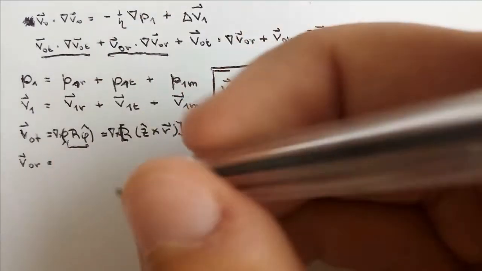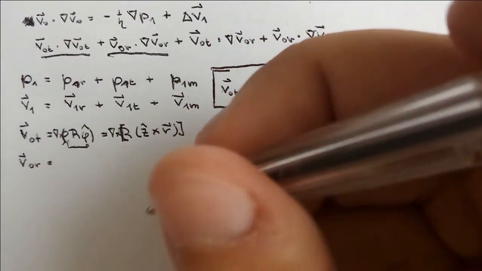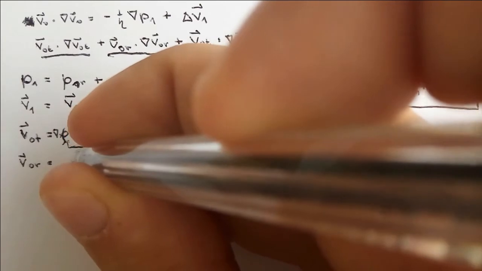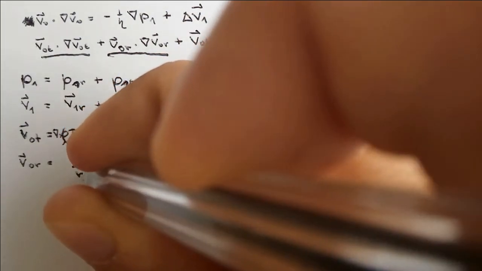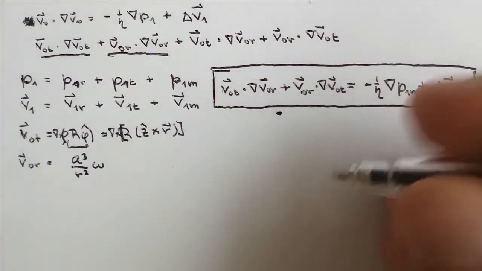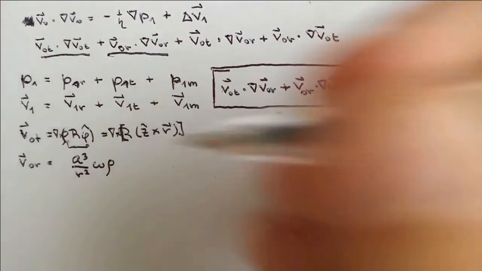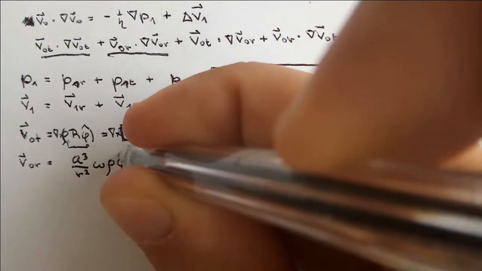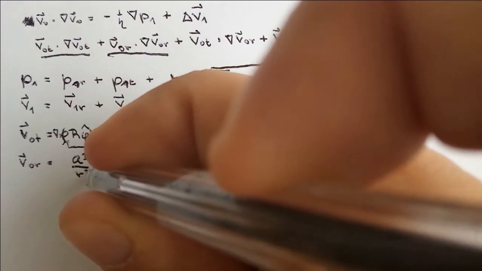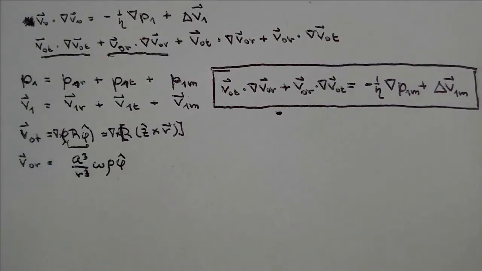And for the rotational part, the solution looked like a cubed divided by r squared, omega times rho phi hat, and I think there is a cube. So this is the solution for this vector field.